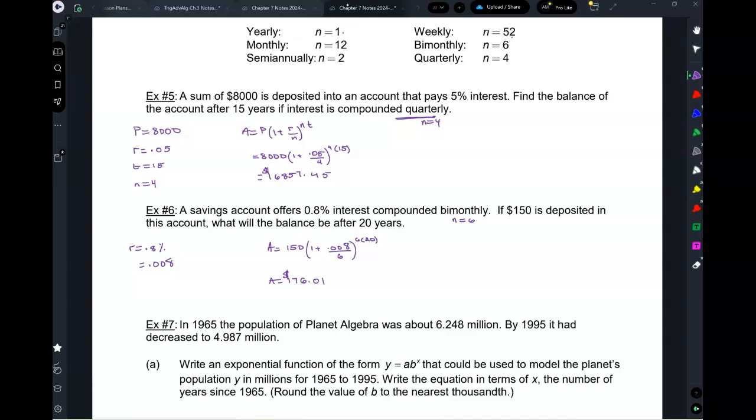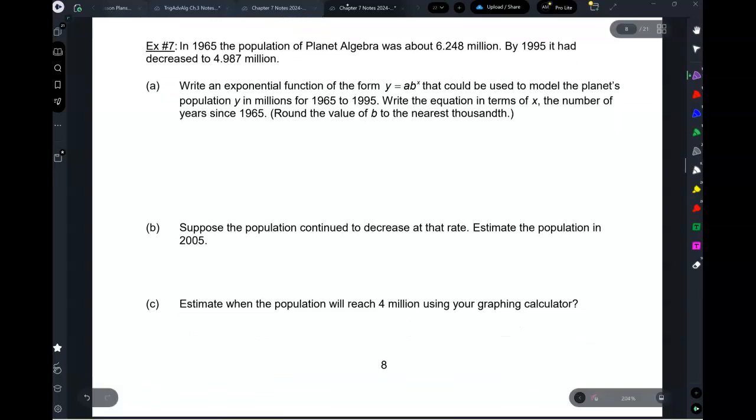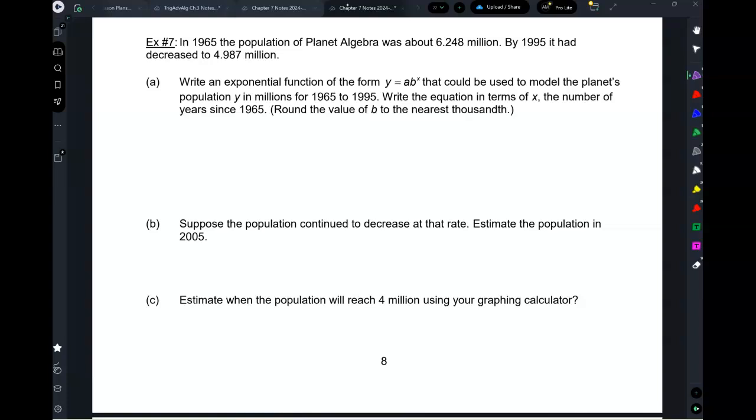Okay, lastly, in 1965, the population of Planet Algebra was about 6.248 million. By 1995, it had decreased to 4.987, right? They're going from Planet Algebra to, like, Planet Trigonometry. Write an exponential function in the form y equals a times b to the x that could be used to model the planet's population, y, in millions from 1965 to 1995.